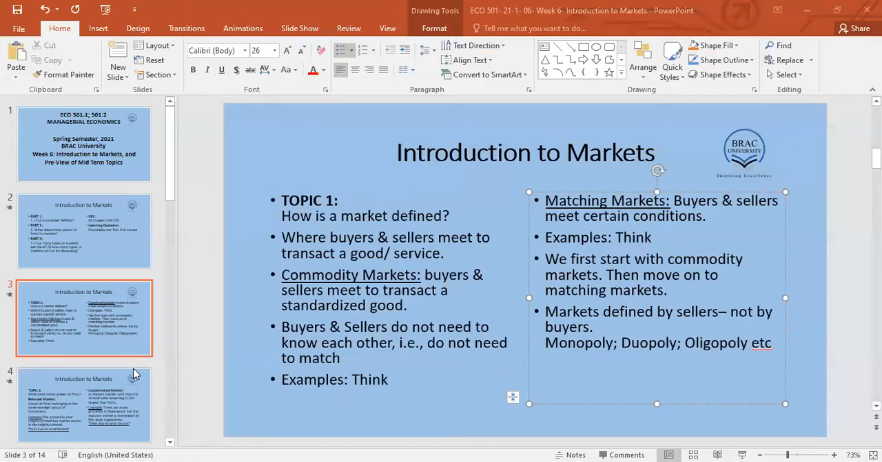So commodity markets are markets where we are buying a standardized good. Okay, it's a bottle of Pepsi Cola or Coca Cola. No matter which supplier we buy from, we know that it's the same thing. Matching markets have to meet certain conditions. A good example would have been a haircut. You can't go and take a haircut from anybody. Okay, you have to know how good or how bad that person is.